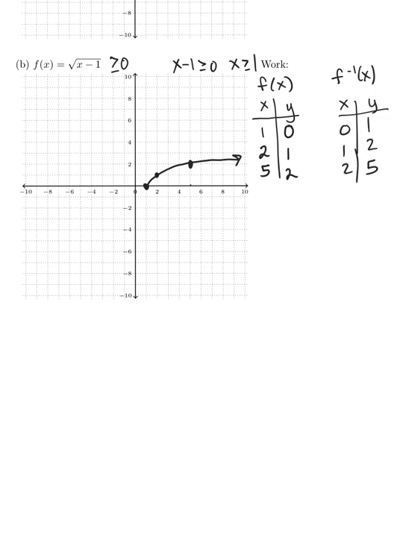So I'm going to graph that one. So (0, 1), (1, 2), and (2, 5). If we were to graph the line y equals x, notice they look like they're a reflection across that line. The question also wants us to find the inverse algebraically. So our steps are change to y, then switch x and y and solve for y.